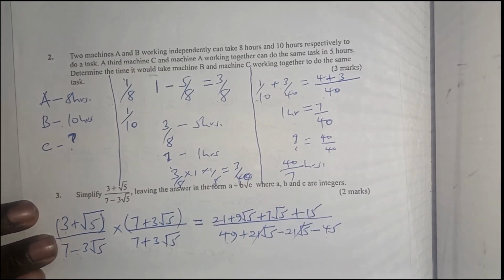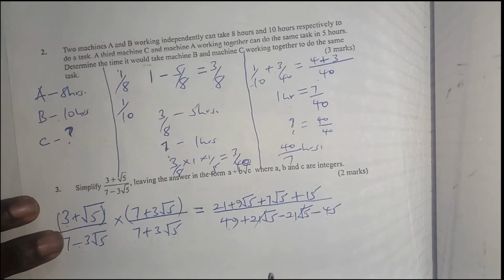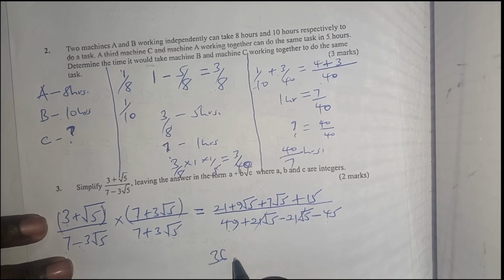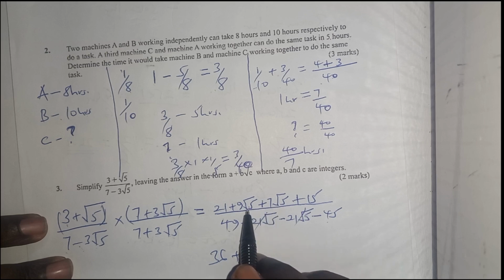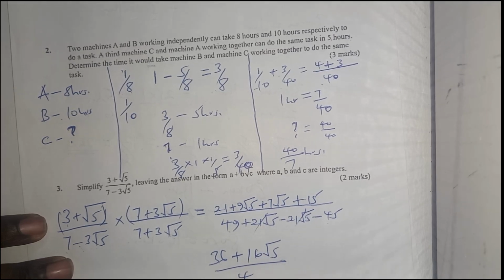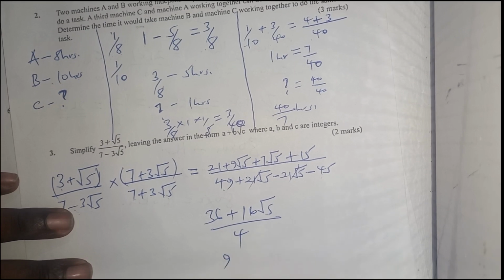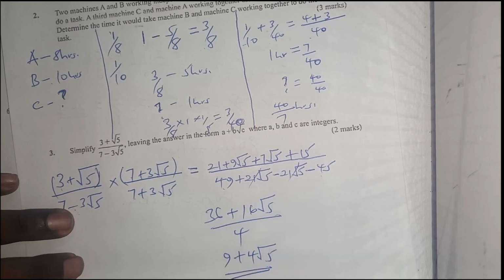So what we have here is now 21 plus 15. That's going to be 36. 36 plus this by this is going to be 16 root 5, divided by 4. That ends up giving us 9 plus 4 root 5. And that's our answer.